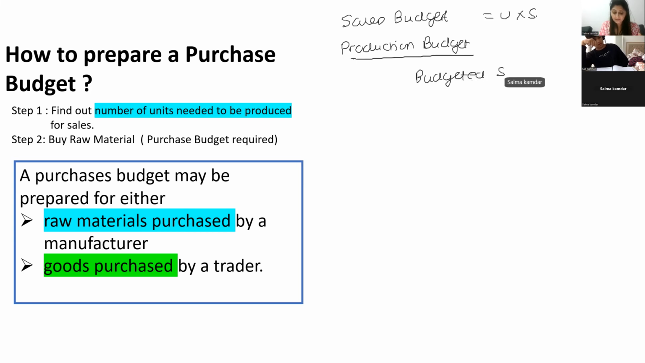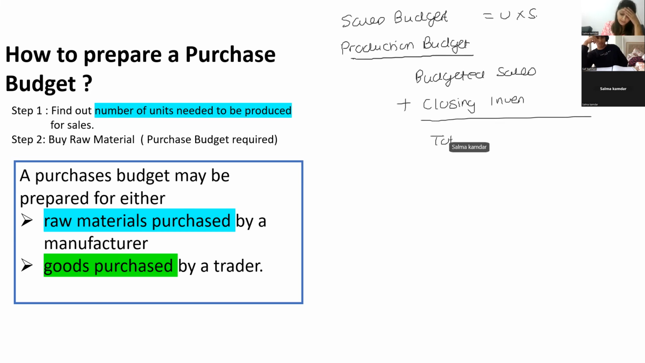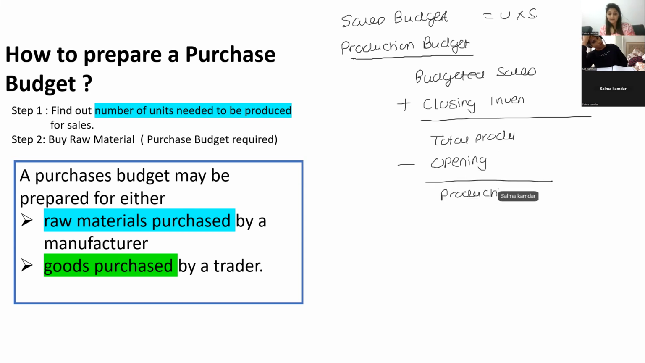How will you find the production needed? You will take the units, add the closing inventory, minus the opening inventory. So you'll add the closing inventory, you'll get the total production needed, minus the opening inventory. What will you get? We'll get production required. If there is any loss in production, what will you do? You will add the loss in the production.